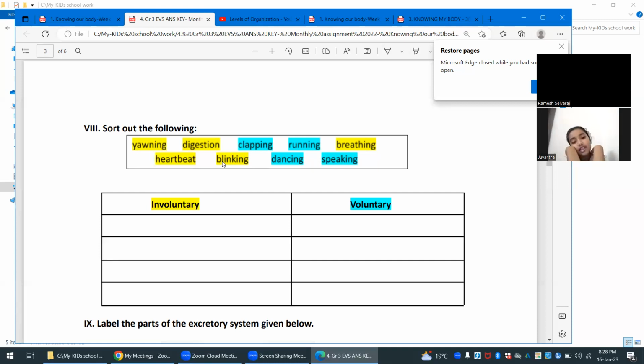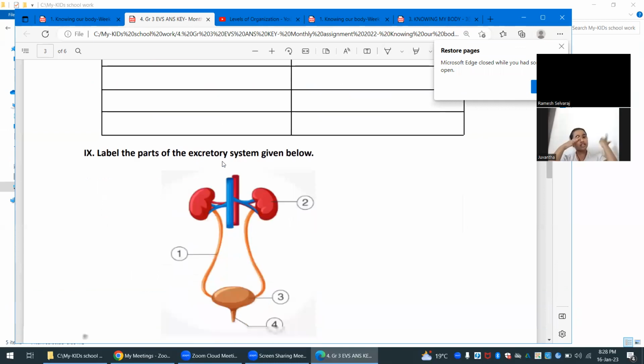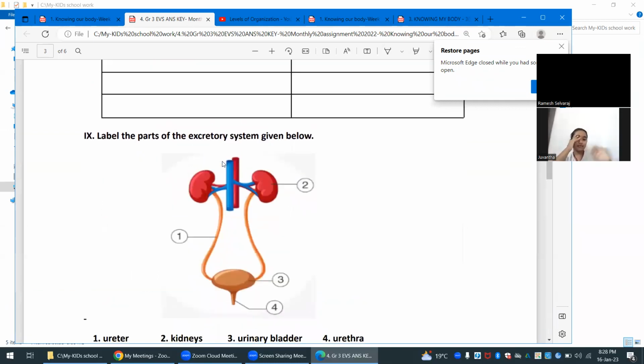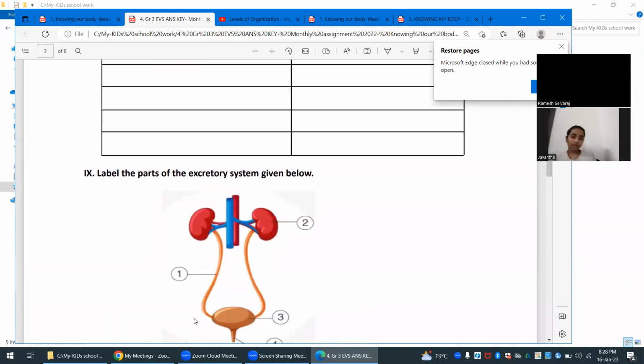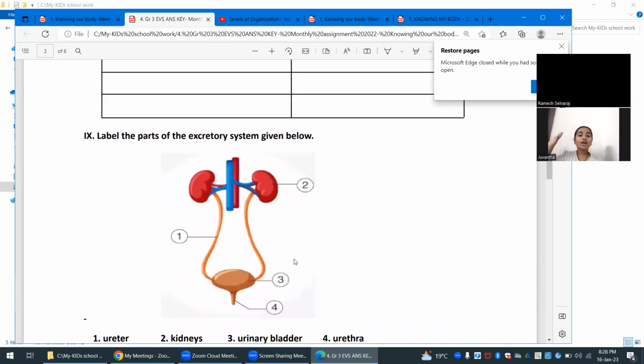We will not ask our stomach to stop digestion. Once you eat food, it will start digesting and do its work properly. But we can stop voluntary actions. If you want to speak, we can speak. If you don't want to speak, we'll stop speaking. These are voluntary actions. We can speak when we want, or not.